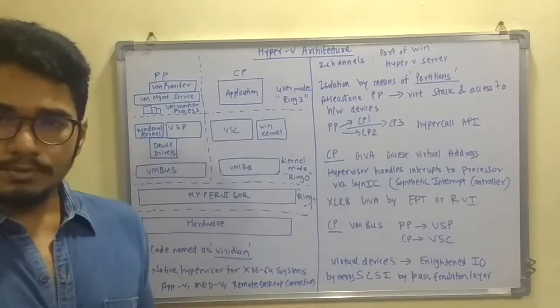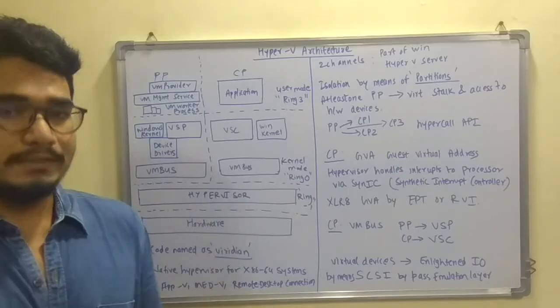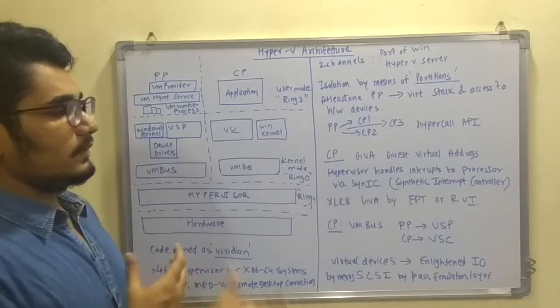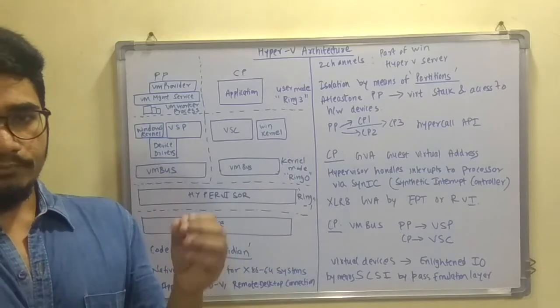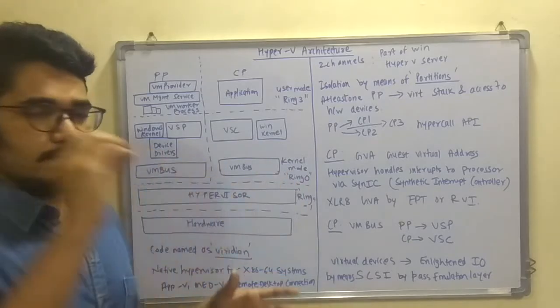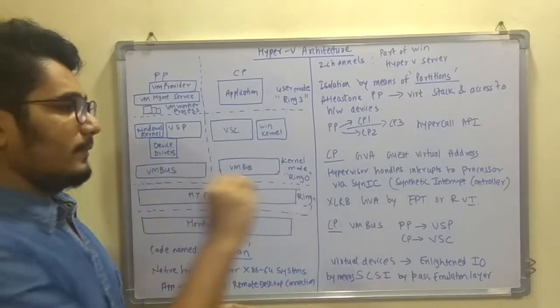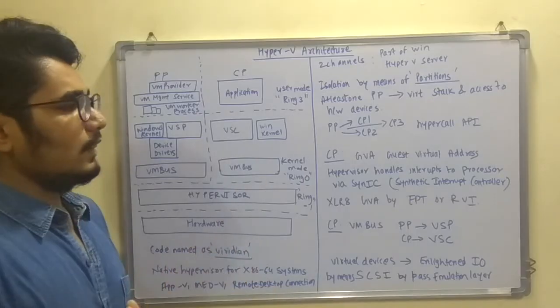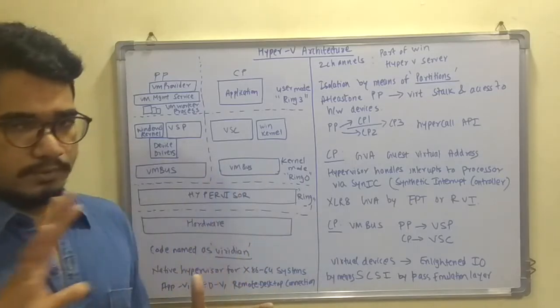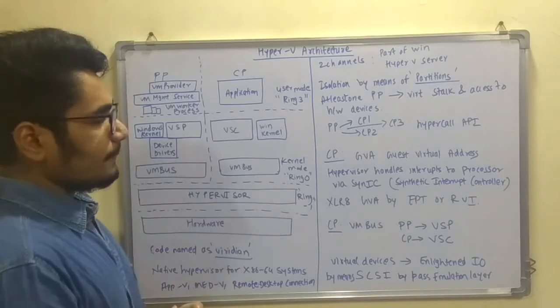These child partitions would be on different virtual machines, and these different virtual machines would be running different kinds of guest OS. So this guest OS would have different kinds of virtual addresses. From there that name came, the guest virtual address. By means of virtualization, they get those addresses. Now that was all about the CP, that is the child partition.